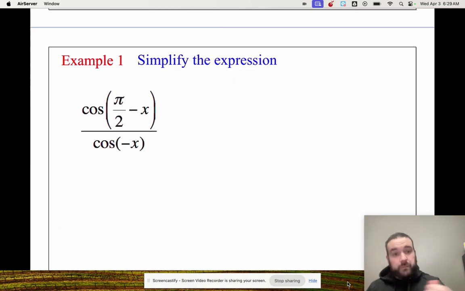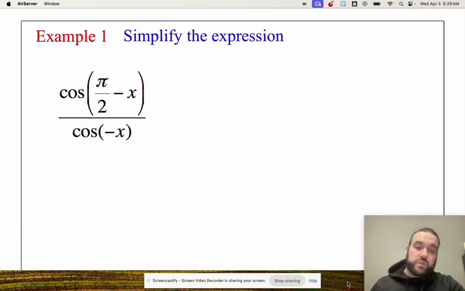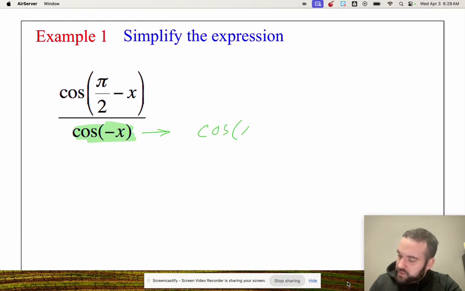So for instance, if I asked you to simplify this expression, cosine of pi over 2 minus x over cosine of negative x. Well, we talked about the denominator already. The cosine of negative x is the same as cosine of just positive x, because cosine is what's called an even function.